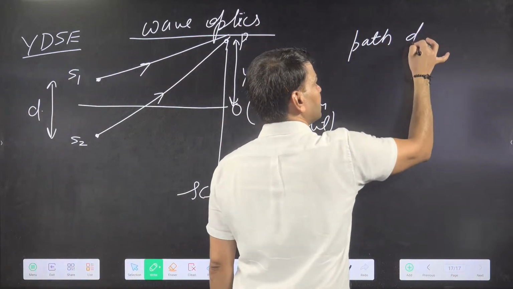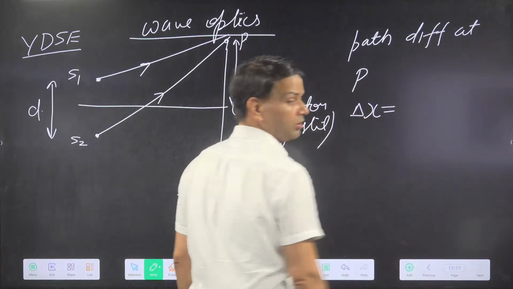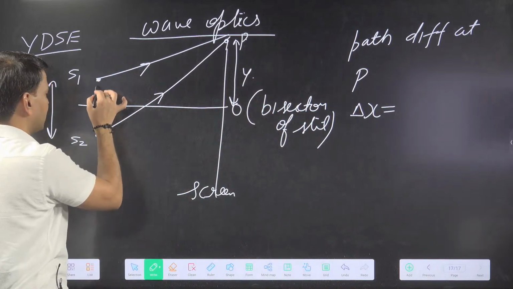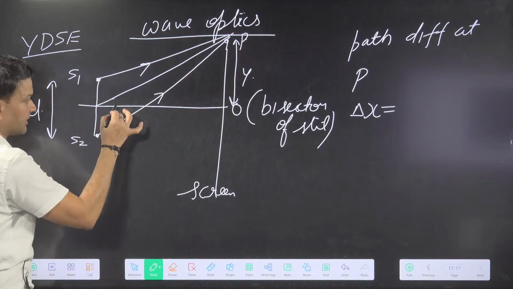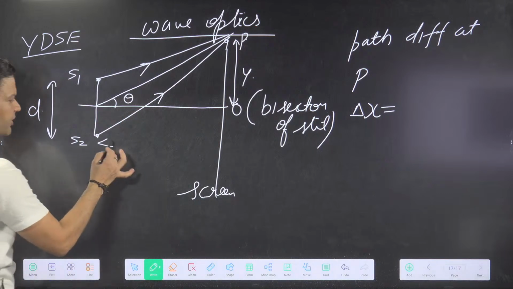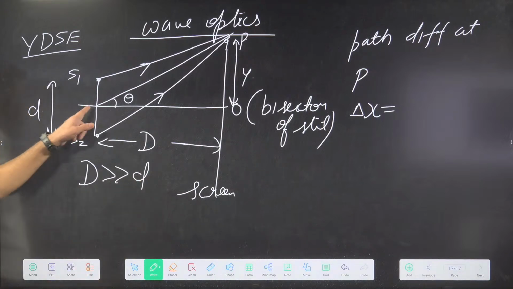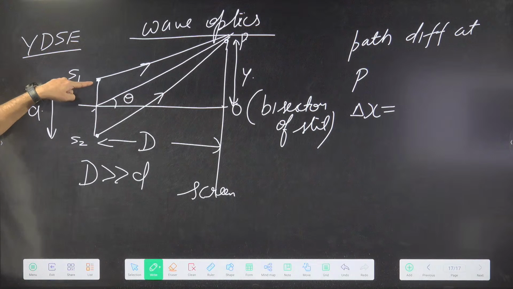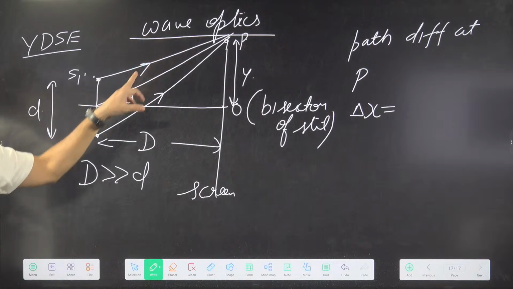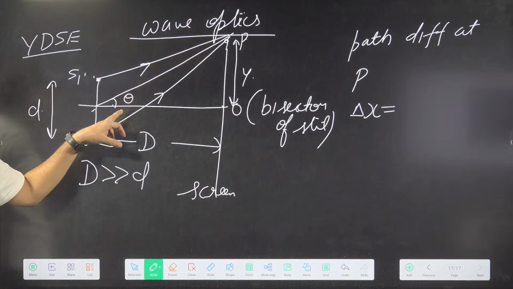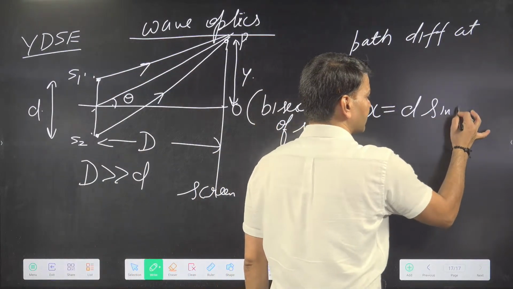then we have to remember the path difference at P. The path difference at P, that we can say delta X, is equal to; I am writing two relations. In terms of theta, if I join point P with the bisector of the slit, and this makes an angle theta, this distance we write as capital D, and the condition is that capital D must be much greater than small d, meaning the distance between the screen and the slits must be very large in comparison to the distance between the slits. The angular position of point P is theta, as I have mentioned. So in terms of angular position, the path difference is d sine theta.